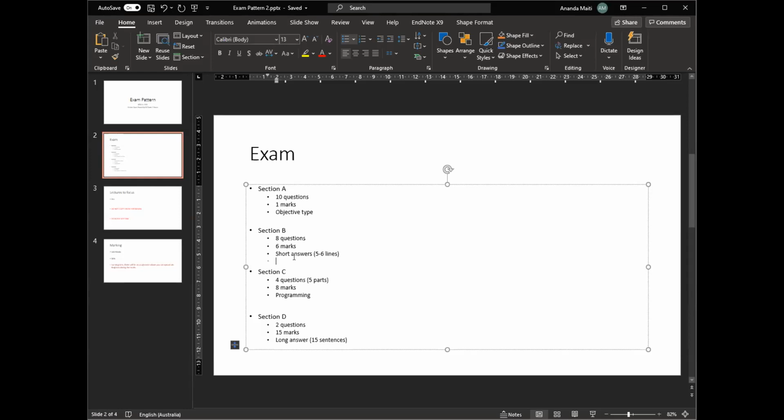Section C has 4 questions. These are programming style questions, each worth 8 marks, and each of them could have subparts, very similar to what you had in the last question paper. Section D is 2 questions of 15 marks, and they are very long, ultra long ones. So feel free to add any diagrams or anything for section D.